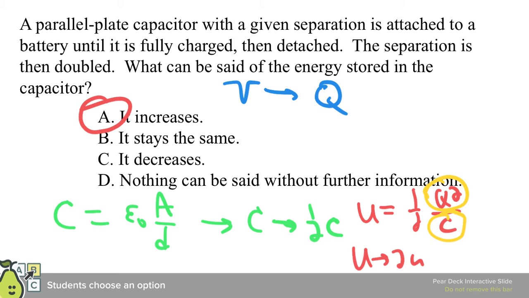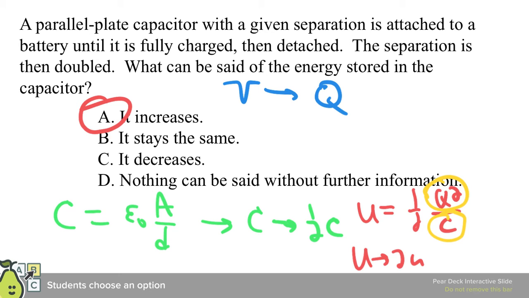Why does the energy go up? Well, one way to look at it is that we know it would take work to separate these things. We have to pull the two plates apart because one is positive and one is negative, so they'd rather go back together. And so we have to put work into the system to pull them apart, which means we're going to store energy in the system by so doing. That's a way to think about it.